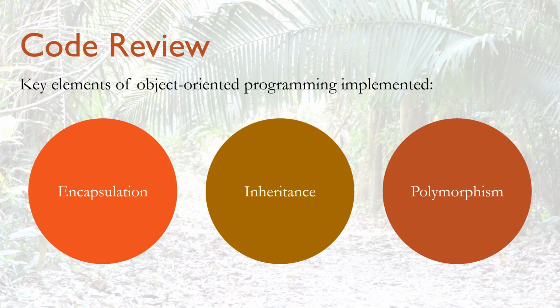The key elements of object-oriented programming implemented are encapsulation, inheritance, and polymorphism. We utilize the principles guiding inheritance, encapsulation, and polymorphism in our work, citing a classical example of the class lion from our code snippet.